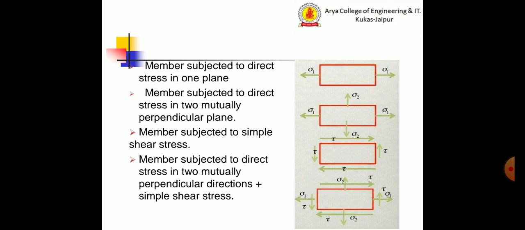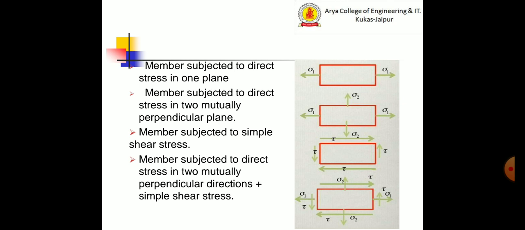And the fourth one is member subjected to direct stress in two mutually perpendicular directions and simple shear stress. The fourth figure. Member subjected to direct stress in two mutually perpendicular directions plus shear stress. In the final case, sigma 1 is the normal stress developed in the x direction, sigma 2 is the stress developed in the y direction, and tau is the shear stress.